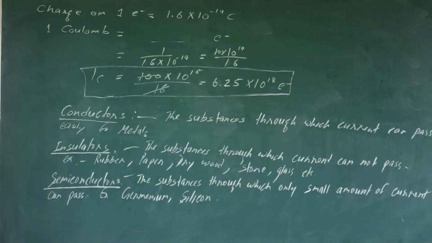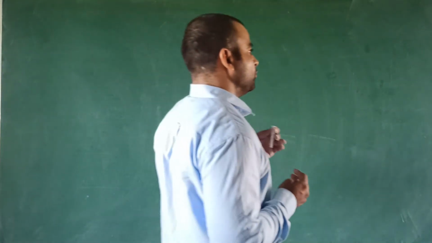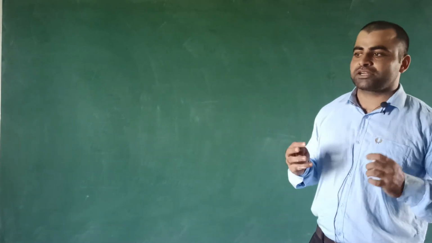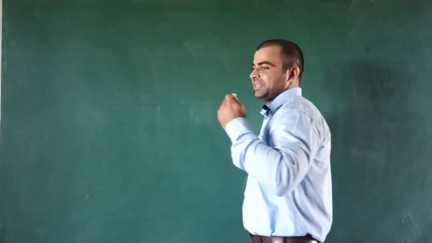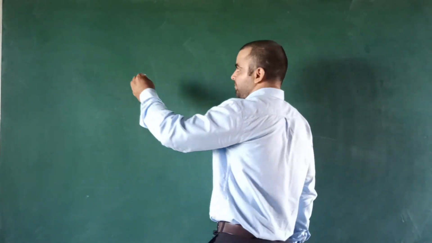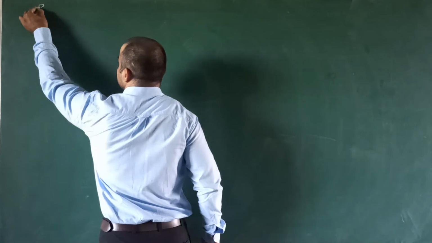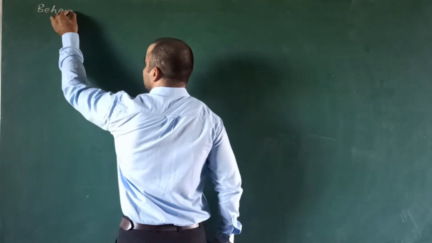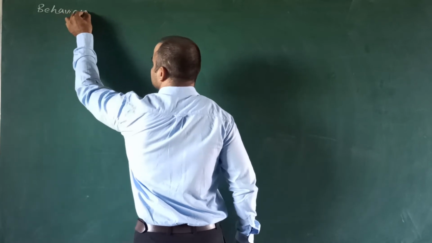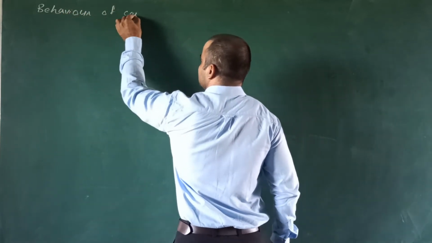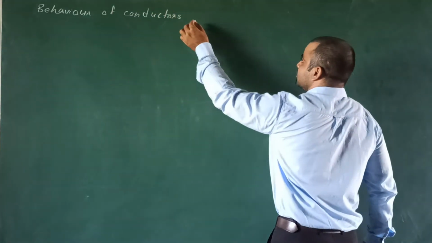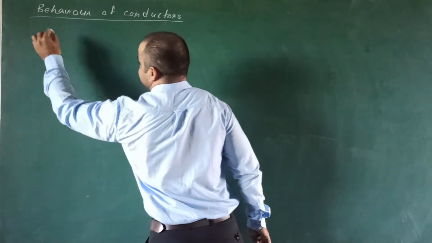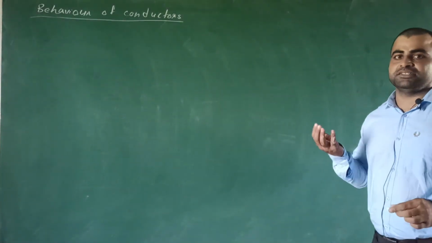Next, how can current pass through a conductor, that is, through the free electrons? How will the free electrons behave when potential difference is applied across a conductor? Behavior of conductors when potential is applied and when potential is not applied.